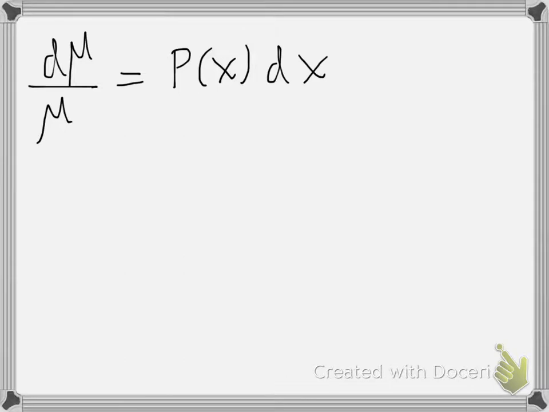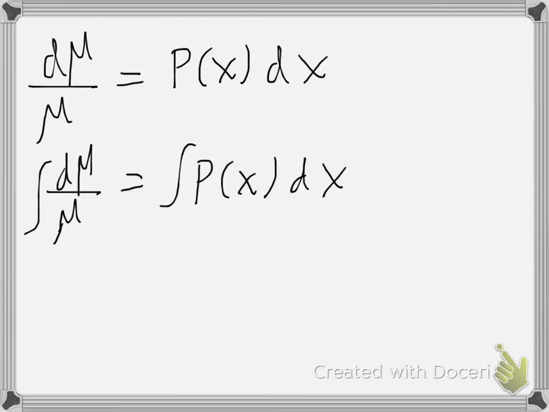And now we can integrate both sides of the differential equation. So we obtain the integral of d mu over mu equals the integral of p of x dx.